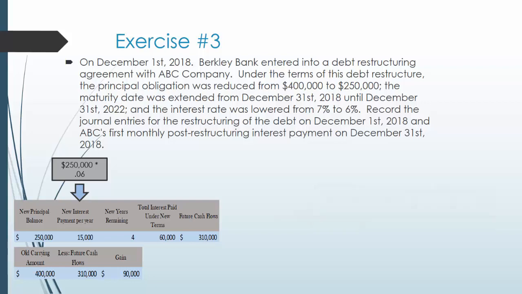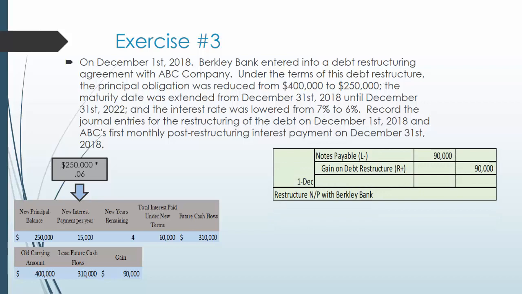See, with this gain, all we got to do is first recognize the restructuring of this debt. We're going to pay them $310,000 in total. And our books right now say we should have to pay them $400,000 from our notes payable. So what are we going to do to rectify the situation? Well, it's easy. We're just going to reduce the value of the note to the total amount of future cash flows that ABC Company is going to have to send out to Berkeley Bank. Since they're sending out $310,000 in total in the future, let's reduce the value of our notes payable by $90,000 and credit it to gain on debt restructure.